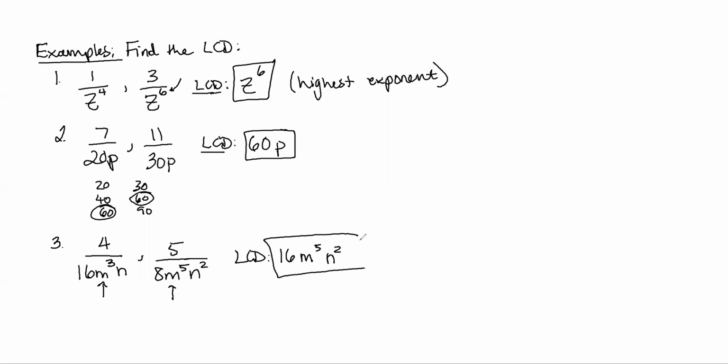These hopefully will get a little bit easier as you do them. You'll get into the habit of just seeing, oh, the highest exponent, that's this one. Okay, number 4, I'll go ahead and put it up here. Number 4, we have 3 over 25a squared and 2 over 10a cubed b.